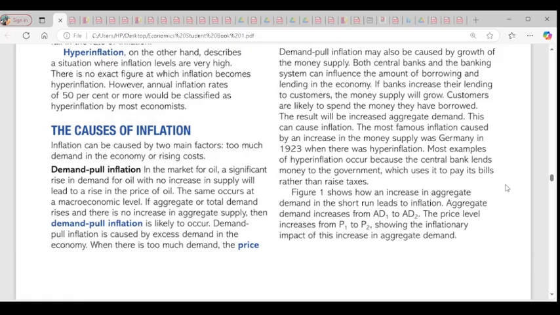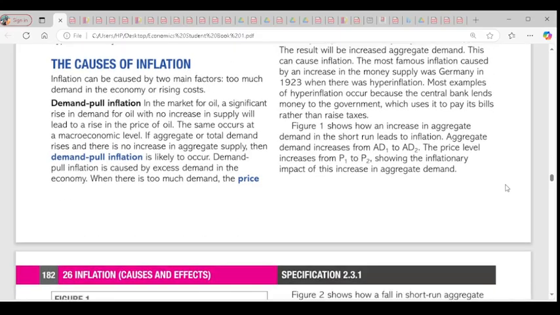So we go to causes of inflation. Here I wrote, inflation can be caused by two main factors. One, too much demand in the economy, or two, rising cost. Too much demand within the economy simply talks about an increase in aggregate demand in the economy. So that will bring about demand-pull inflation. That takes us to demand-pull.